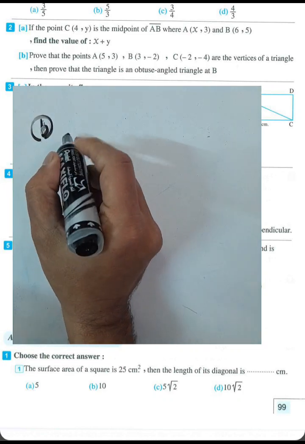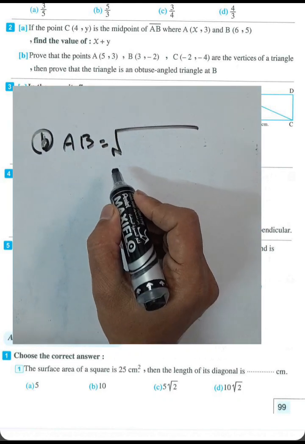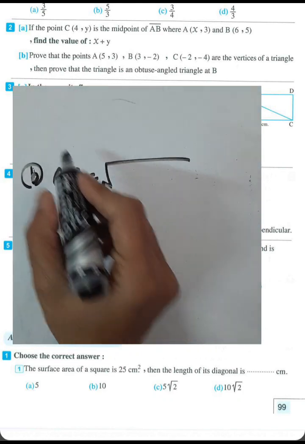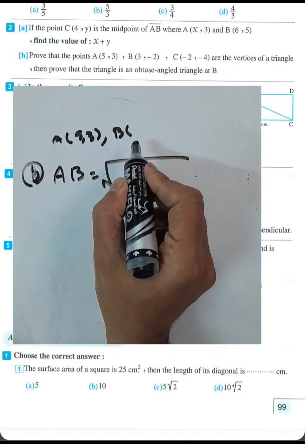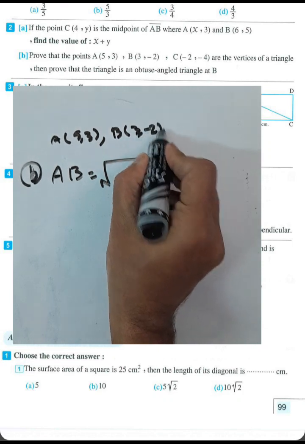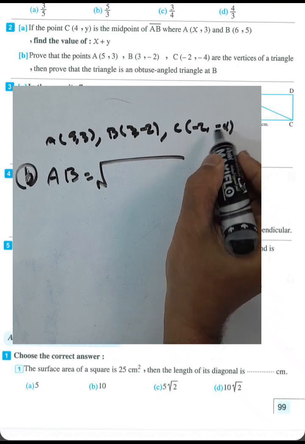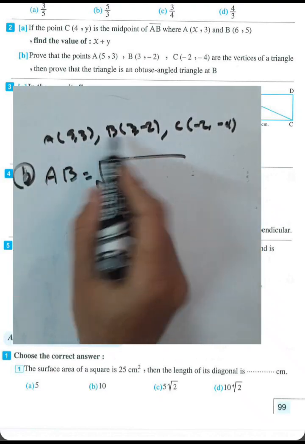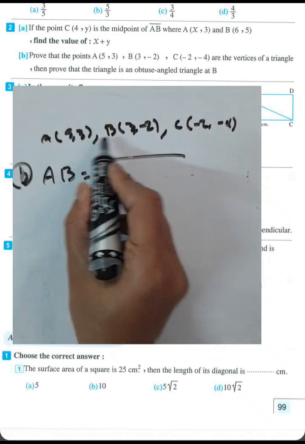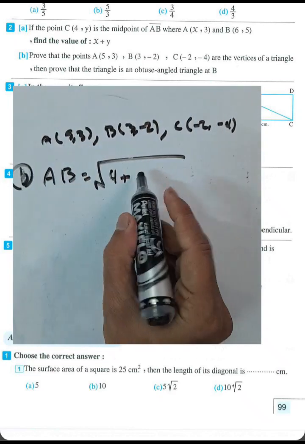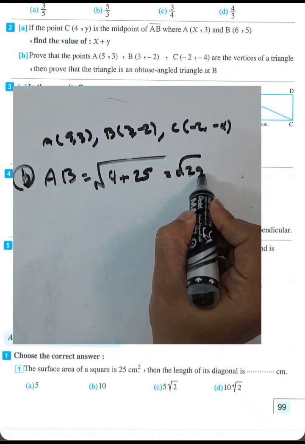First step, we can find the length AB equal square root of (x2 minus x1) power 2 plus (y2 minus y1) power 2. Write with me the order of A here 5 and 3, and the point B order 3 and negative 2, and the point C is order negative 2 and negative 4. And then for AB we can write 5 minus 3 power 2, it will be 2, 2 power 2 will be 4, and 3 plus 2 is 5, 5 power 2 will be 25. The square root of them will be square root of 29 length unit.